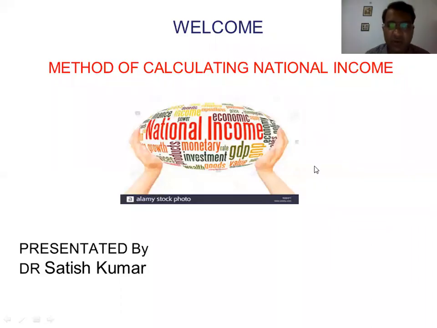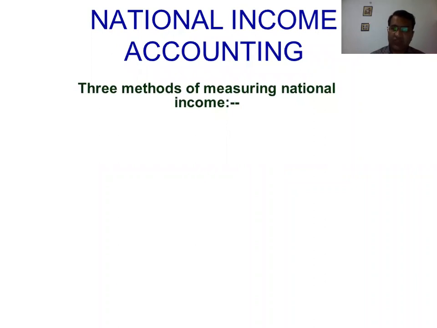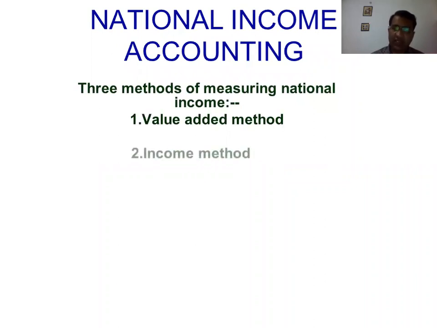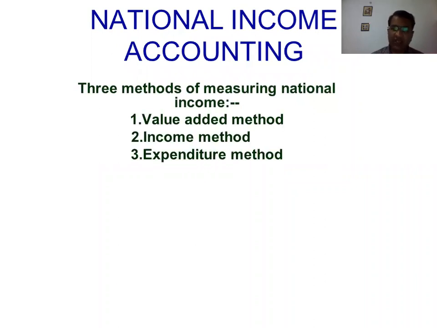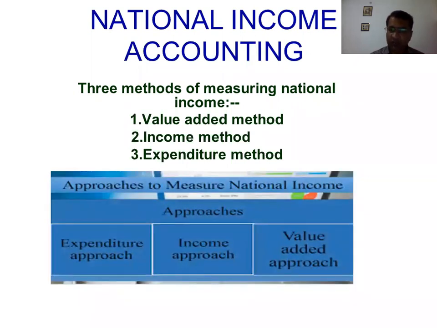Today we are going to discuss methods of calculating national income. We have three methods to calculate national income. First is the value added method, second is the income method, and the third is the expenditure method. These are also called the value added approach, income approach, and expenditure approach.